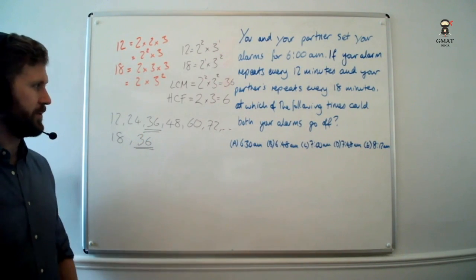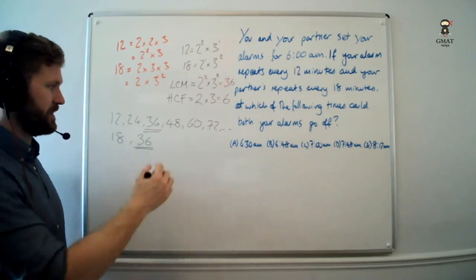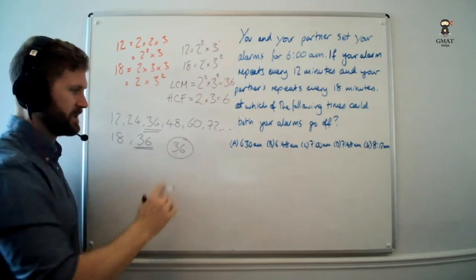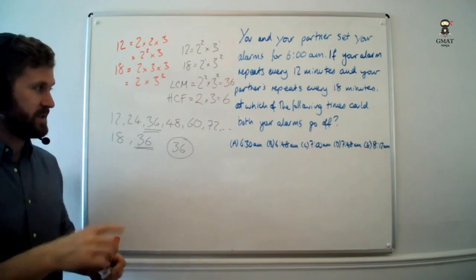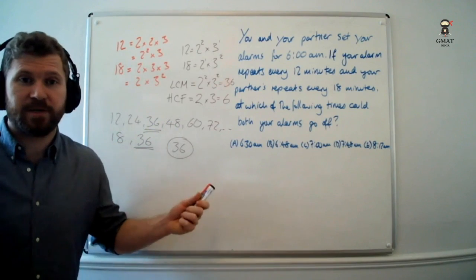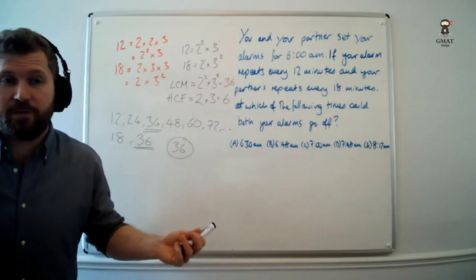So the first number that's in both lists would give me the lowest common multiple here, in this case, 36. In some cases, just listing out numbers is going to be the quickest way to get there. In this case, yeah, that's probably the case.